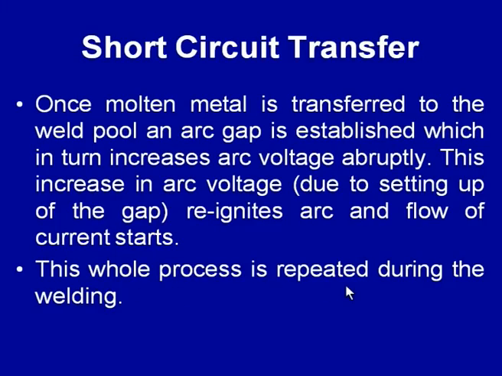when the short circuit mode of the metal transfer occurs. Once the molten metal is transferred to the weld pool, an arc gap is established, which in turn increases the arc voltage abruptly. This increase in arc voltage due to the setting of the gap reignites the arc, and the flow of the current starts, and this whole process is repeated during the welding.